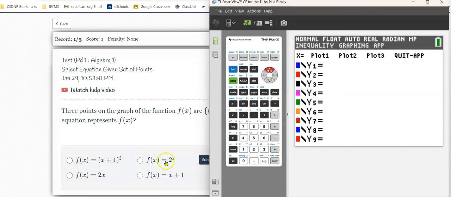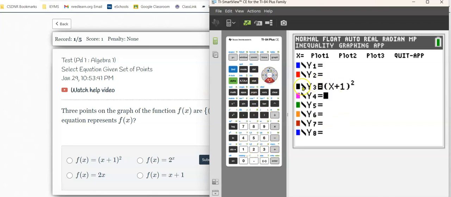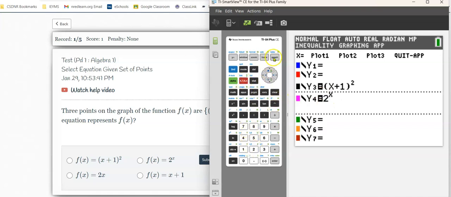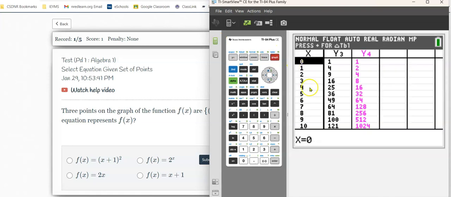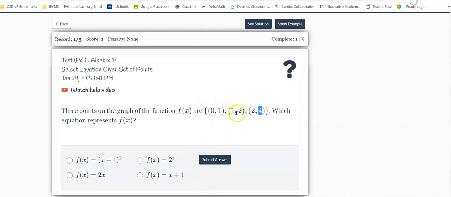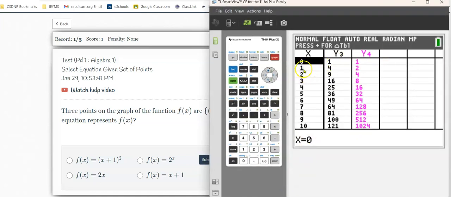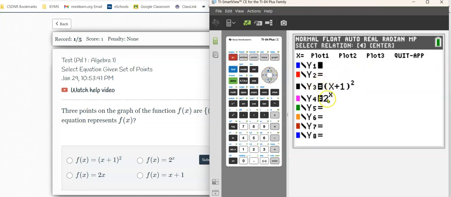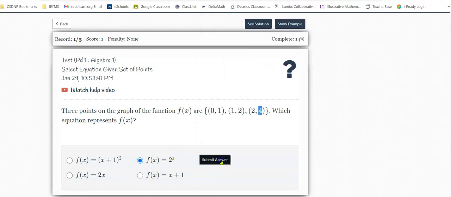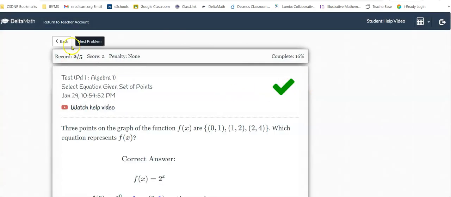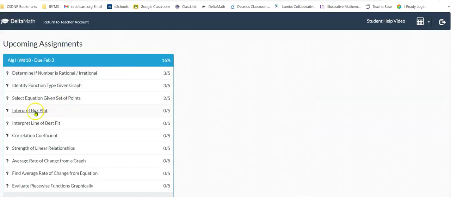And I'm going to put in just the top two. Parentheses, x plus 1, the whole quantity is being squared, and in y3, it doesn't even really matter, 2 raised up to the x value. Now when I look at my table of values, I'm looking for 0, 1, 1, 2, and 2, 4. So 0, 1 they both have. 1, 2 only the y4 equation has. So y4, which is 2 to the power of x, which is exponential, is the right answer. So that's how you're going to check for this one.